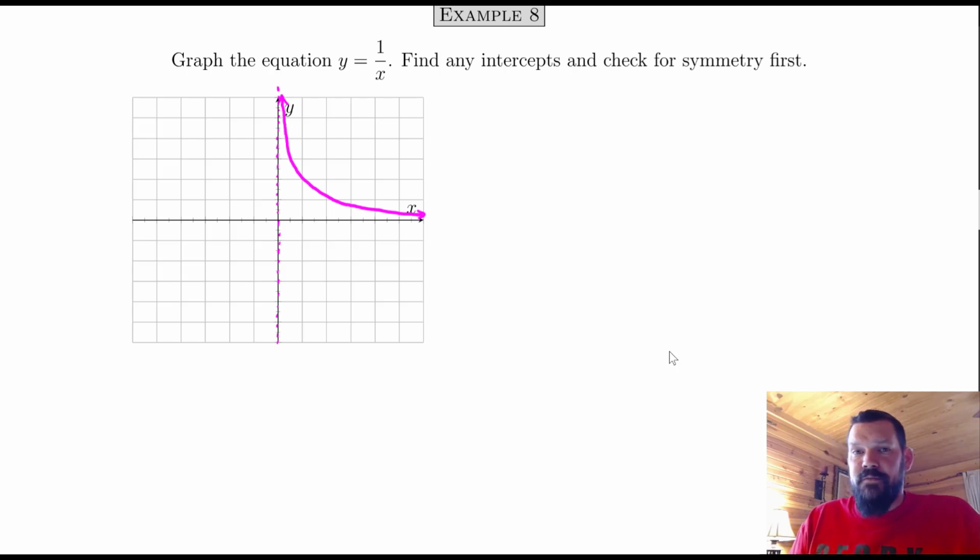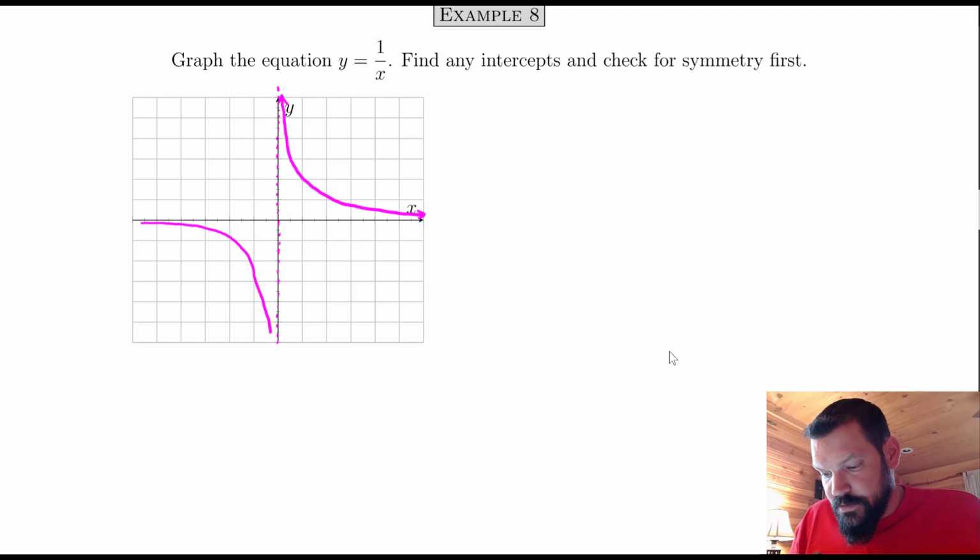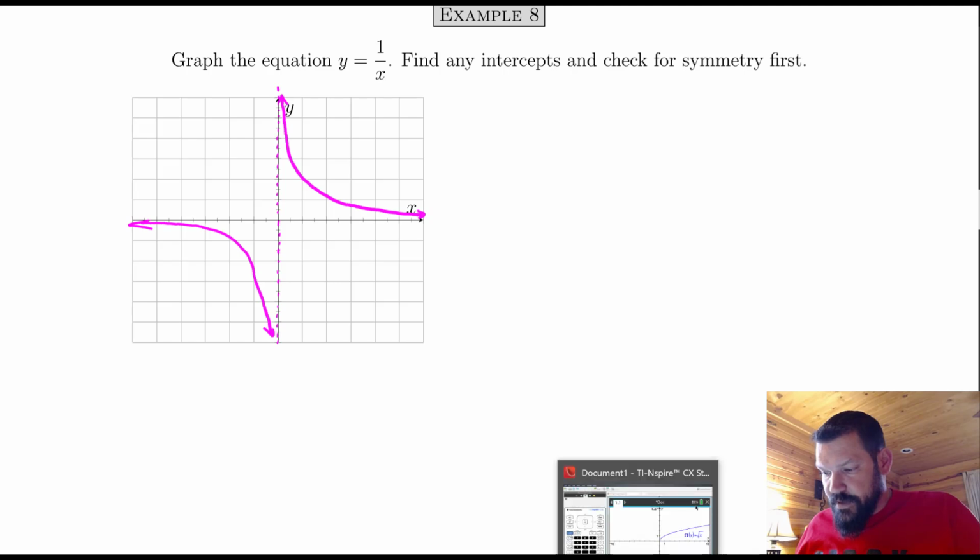But is that it? We also have negative x values that we can look at. So if I divide 1 by a negative small value, negative 1/2 for example, I would get negative 2. If I divide it by negative 1/8, I would get negative 8. So what's happening on the negative side is just the opposite of what happened on the positive side. And this is actually what our graph looks like.